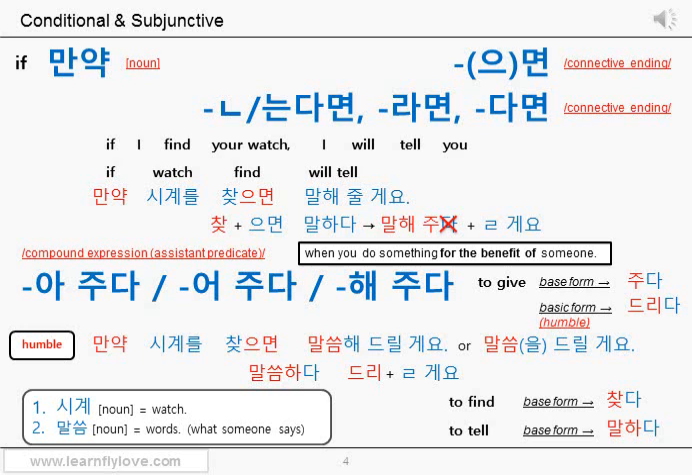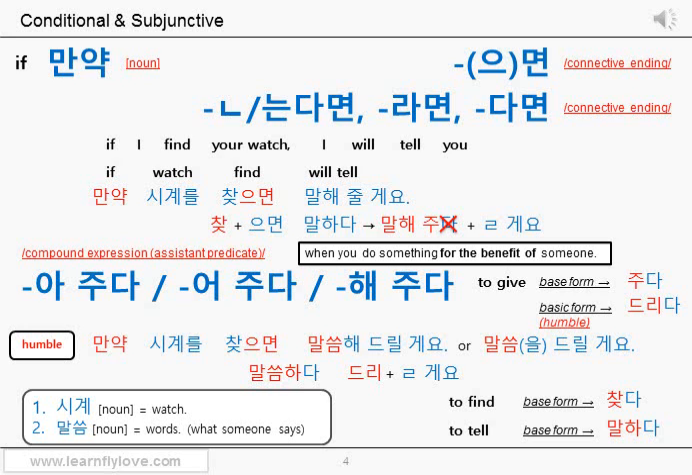드리다 is the humble form of the verb 주다, to give. It's not a higher respect form. It's a humble form. It makes the subject, I, humble, so that you can show more respect to the object or the listener, you. So by making yourself humble, you can show higher respect to the object, you. Okay? So 말해줄게요 becomes 말씀해 드릴게요.